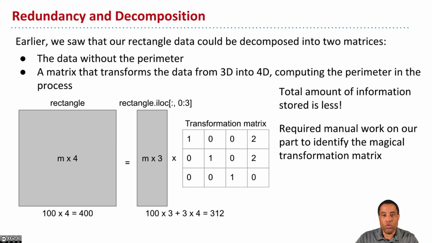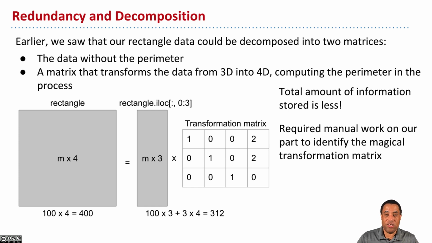Okay, so now, when we looked earlier, we saw that we could take our rectangular data and decompose it into 2 matrices. So we had the data without the perimeter, and then we had this transformation matrix that transformed the data from our m by 3 representation without the perimeter and computed the perimeter, so we ended up with our original m by 4 matrix.